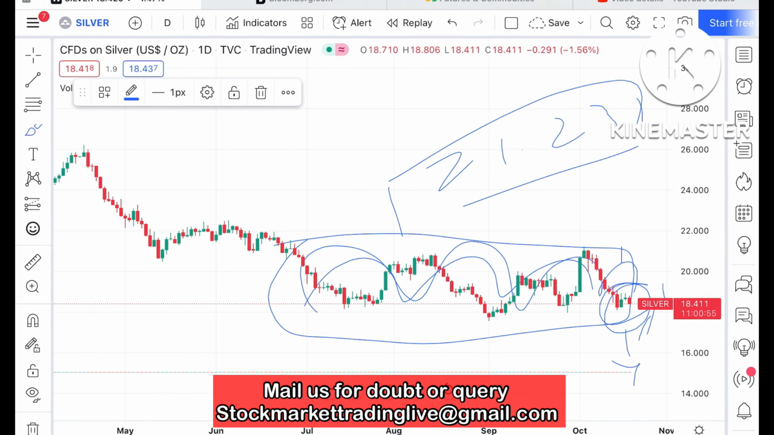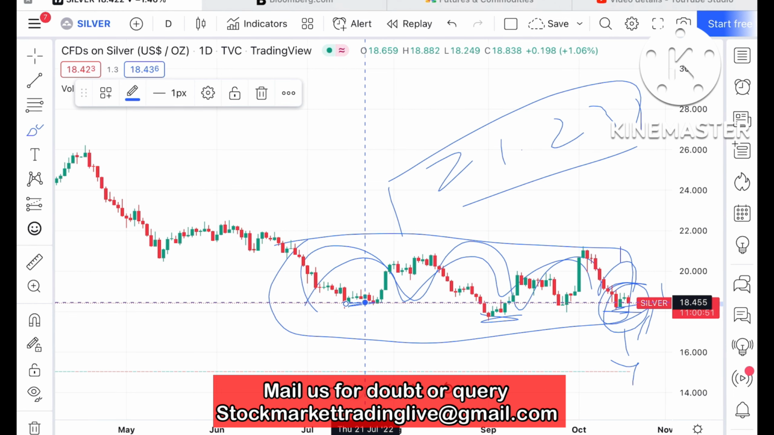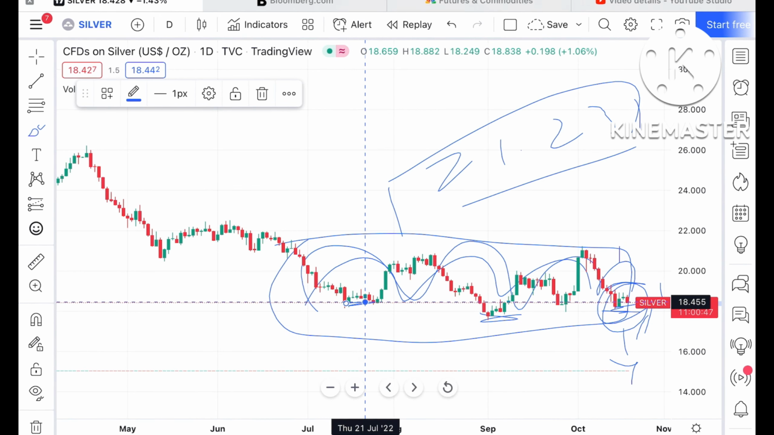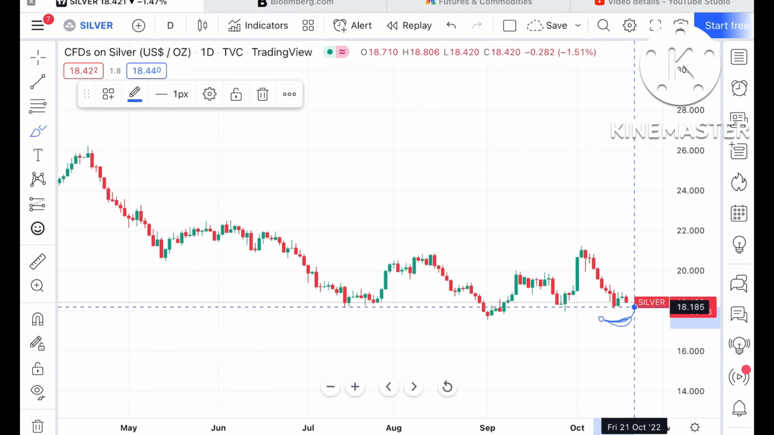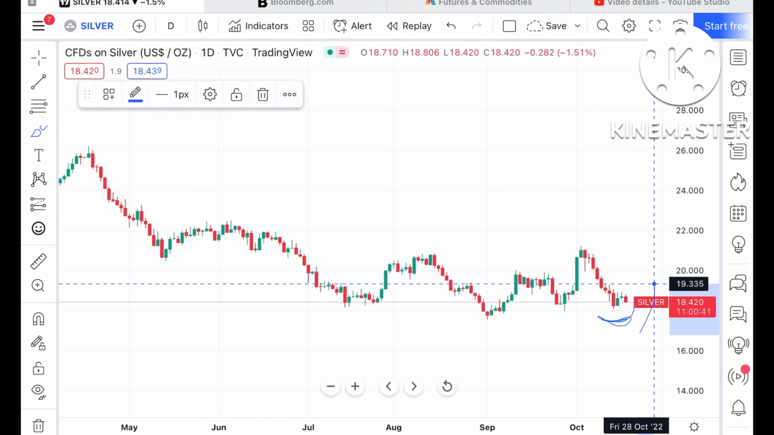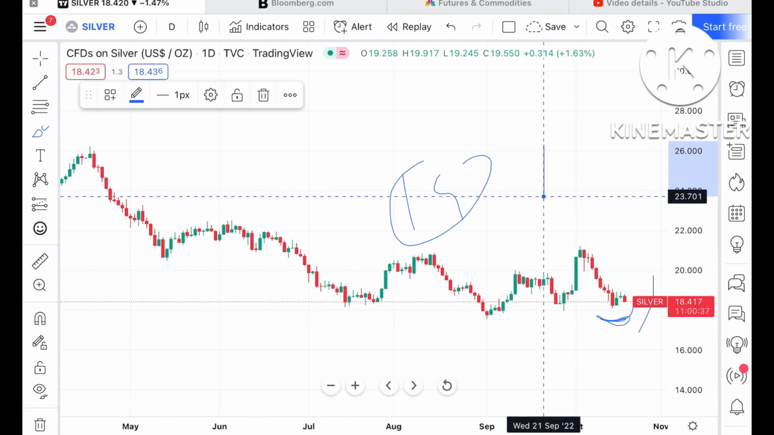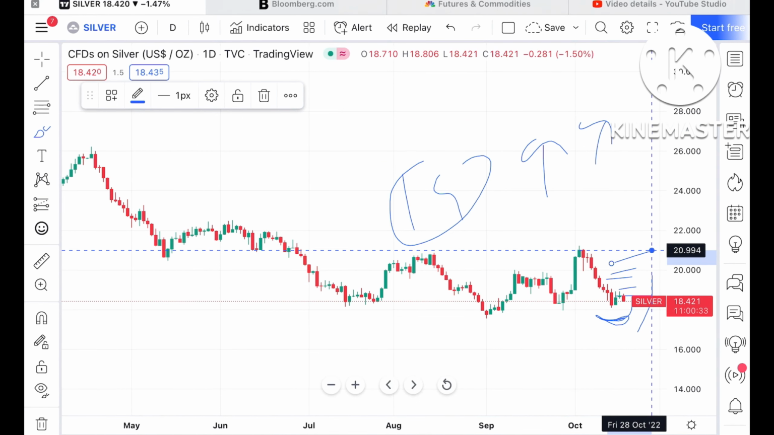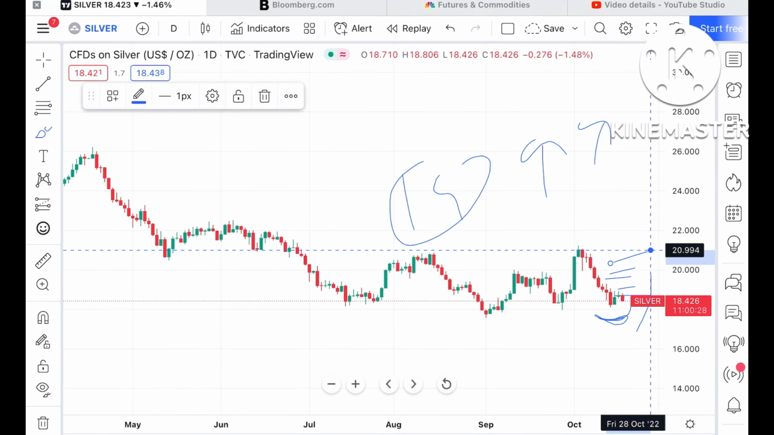The probability is there because this level has already been tested here 2-3 times, so chances are high that it can go further down. Or, if this particular level sustains, since it has already formed a swing at this level, and it goes above it, we can see it touch a level of around 19 and further upside, because all these support and resistance levels have already been tested here, so the probability is high that it can go further upside.